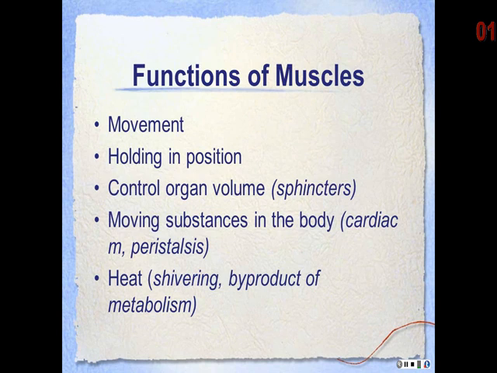Muscles help to hold things in position and to control the volume of certain organs through the use of ring-shaped sphincter muscles. Muscles generate heat when they are used as a byproduct of metabolism. This is the purpose of shivering.